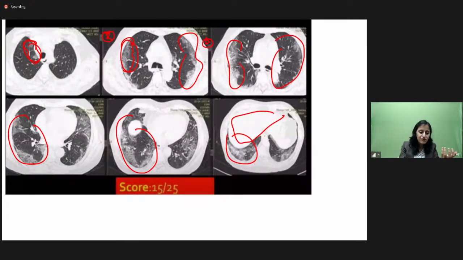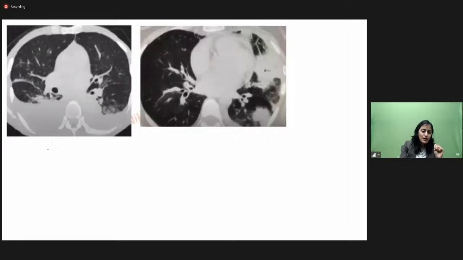Peripheral, they are more common. Subpleural area, peripheral, they are more common. And here the patient had a score of 15 on 25. So the score basically indicates the extent of the lung involvement. Right. Now, what are we seeing here in this case?